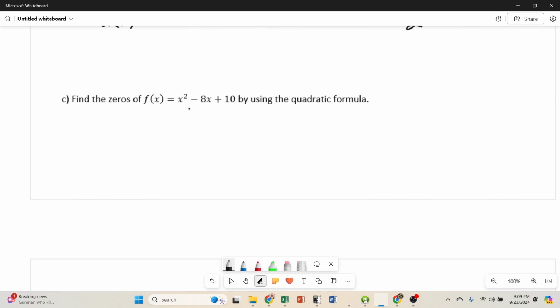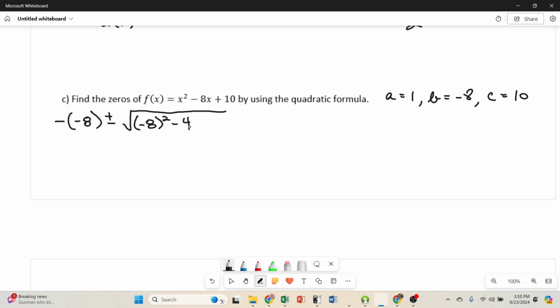Here we have another one. A equals 1, b equals negative 8, c equals 10. So again, negative b, negative 8, plus or minus the square root of b, which is negative 8, squared minus 4 times 1 times 10, all over 2a, which is 2 times 1. So negative 8 is positive 8.